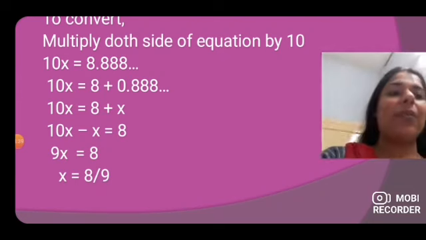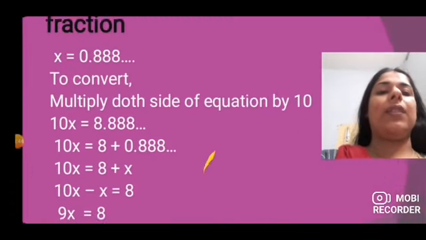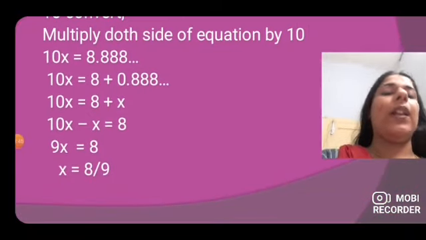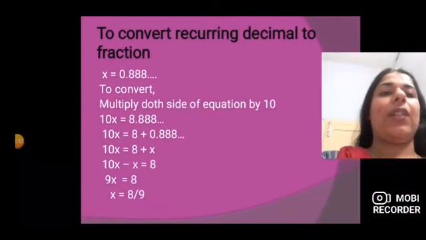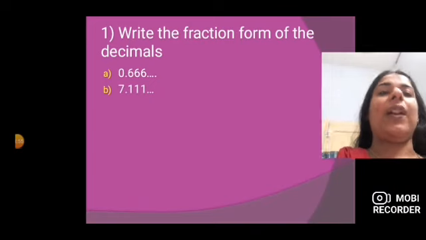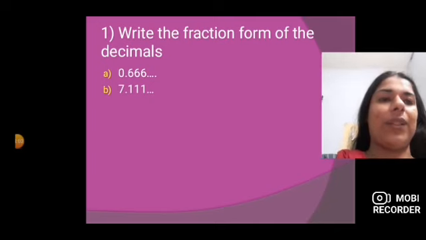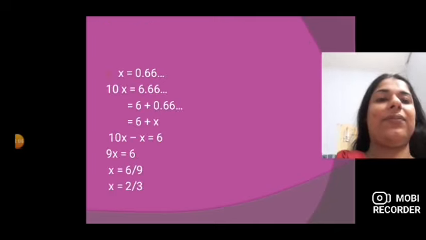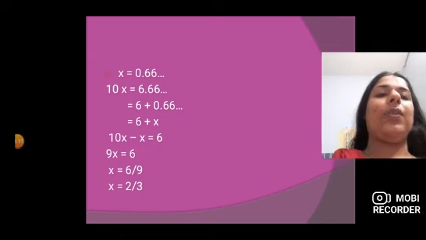Now it is written in the form of fraction. So 0.888 can be written in fraction form as 8 by 9. That answer is 8 by 9. We have converted a recurring decimal into a fraction. Now write the fraction form of the decimals 0.666 and 7.111. Homework, okay? Now do x equal to 0.666. So, how will you do it? 10x.